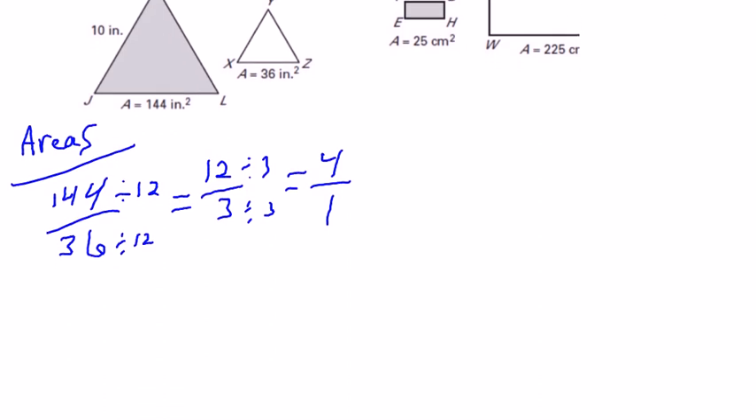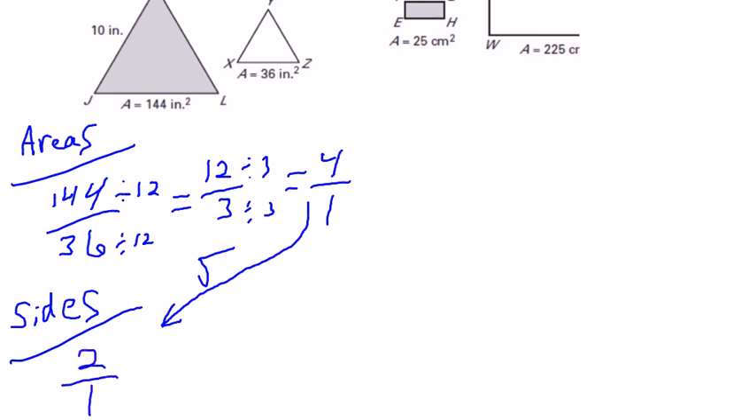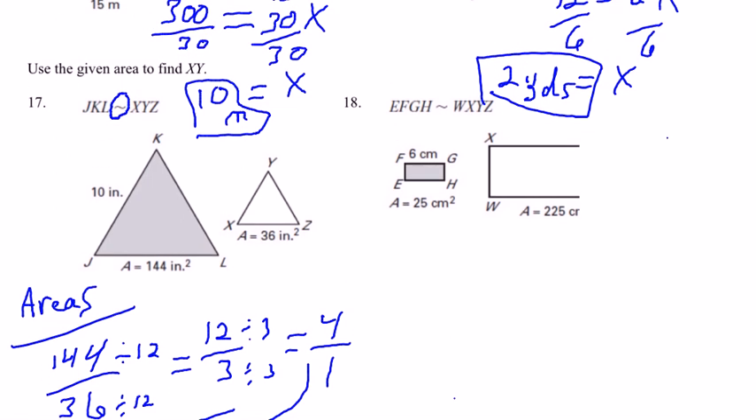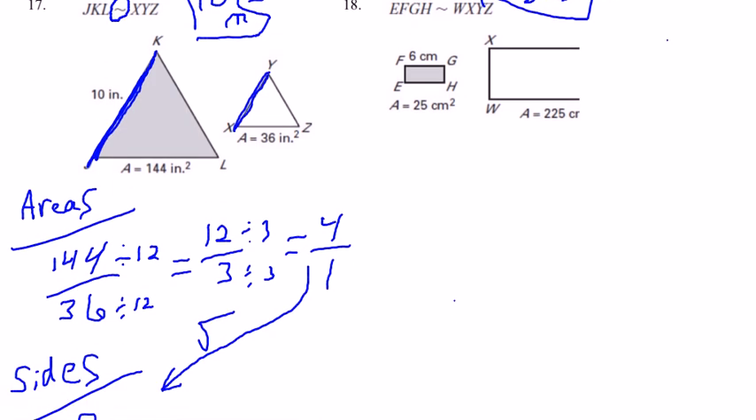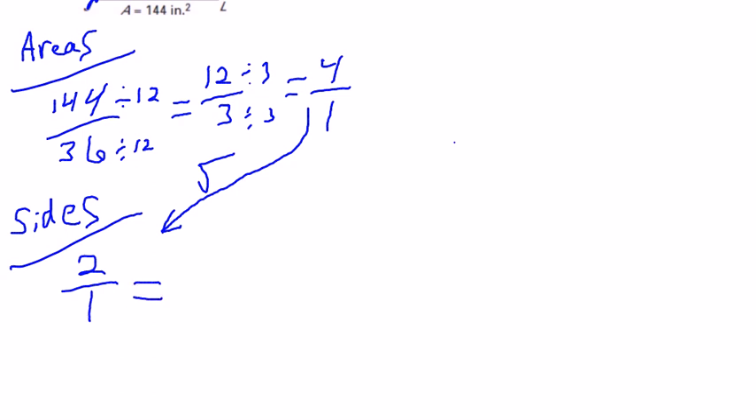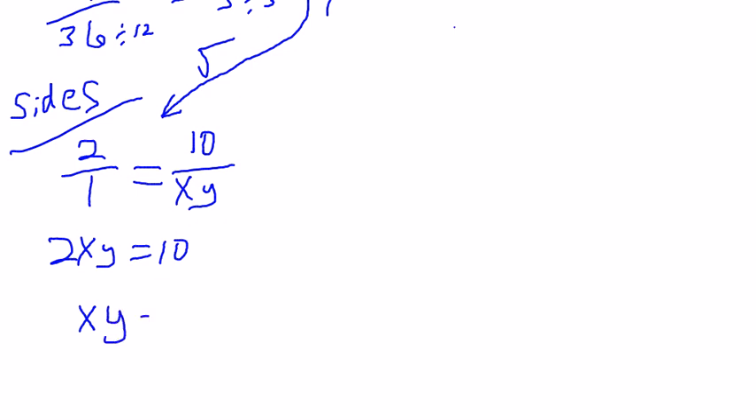Now, the side lengths are not going to have the same ratio. The side lengths are going to be the square root of that ratio. So we're going to take that 4 over 1, but we're going to square root it. And so the side lengths are going to have a ratio of 2 to 1. So now, using this information that we are given, the first shape has a side length of 10. The second shape, I don't know what that corresponding side length is. We'll just call it xy. So we're going to set 2 to 1 equal to 10 over xy. Cross multiply, divide, and so xy equals 5 inches.